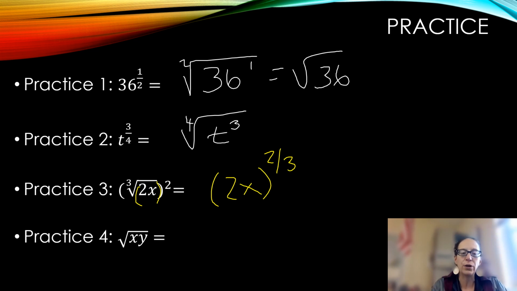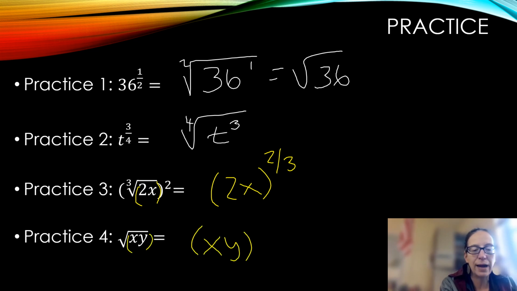So 2x to the 2/3. And for the last one, we have the same deal here with the xy. Make sure that that stays grouped together. The exponent on that would be a 1, and the index is a 2. So we would have xy to the 1/2.